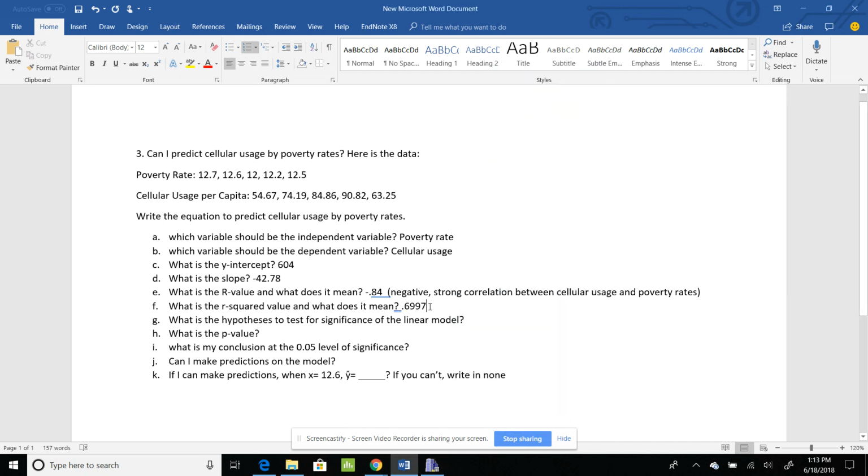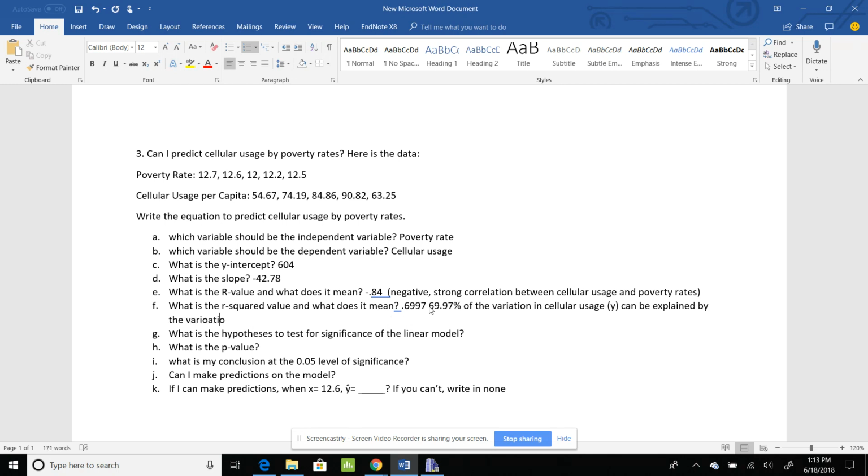All right, so what does that mean? That means that 69.97% of the variation in cellular usage, which is the Y value, can be explained by the variation in poverty rate, which is the X value, okay?